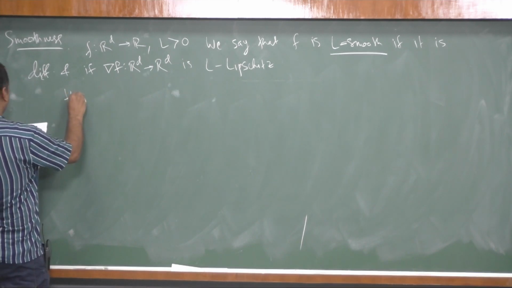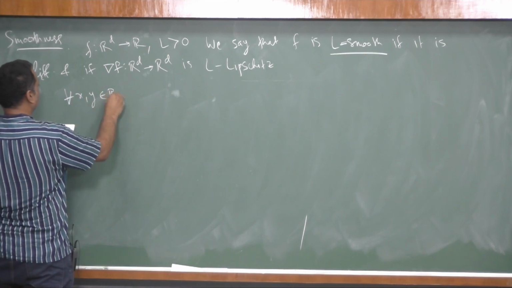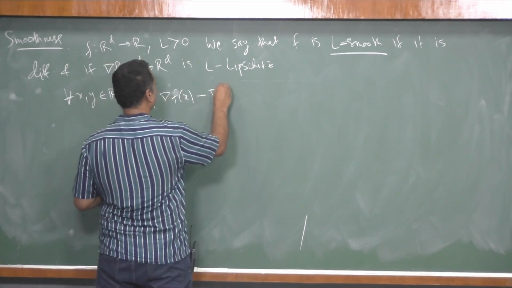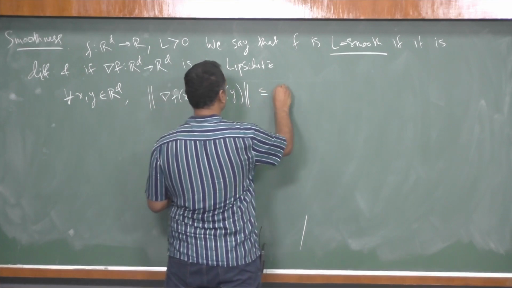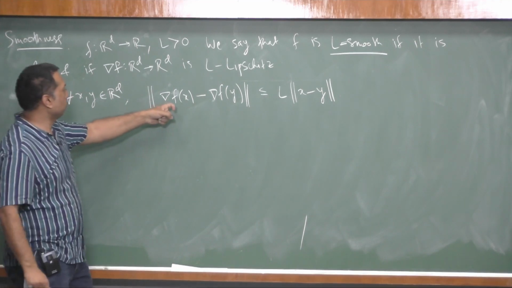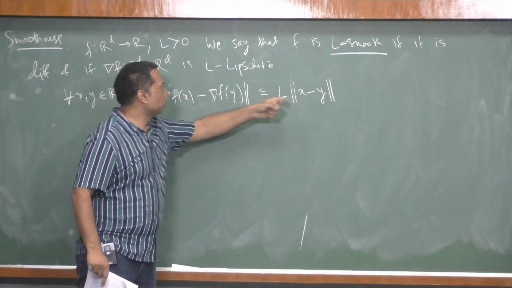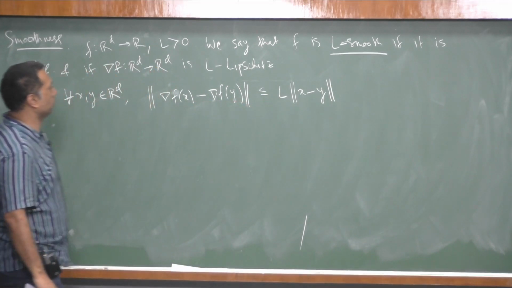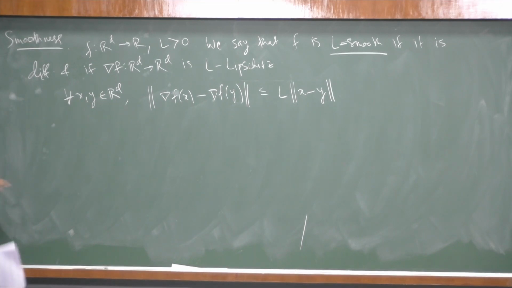So this happens if for all x, y in R^d, the norm of grad f(x) minus grad f(y) is less than or equal to L times the norm of x minus y. The usual Lipschitz continuity has f(x) minus f(y) less than or equal to L norm x minus y, but L smooth is grad f(x) minus grad f(y) less than or equal to L norm x minus y, where smoothness refers to the gradients. That's why sometimes we say non-smooth function means non-differentiable. So this is one of the properties which could be used in the proof.